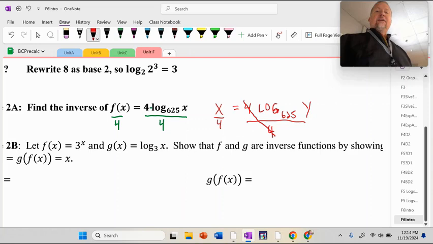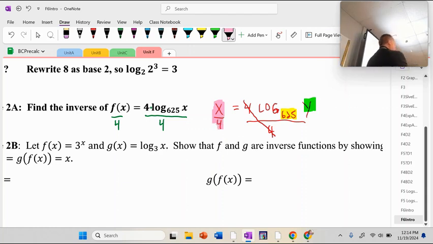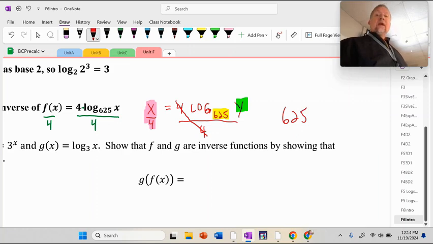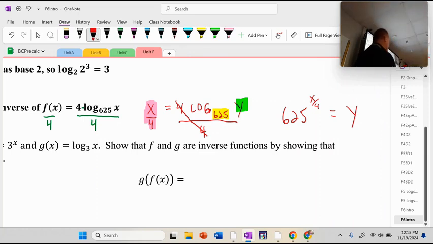Okay, now we can do this. Remember the video I forced you to watch and made some people angry? Base, exponent. Let's use that pink. Answer. Now turn that into an exponent. So what do I write first? 625 raised to the what? x over 4 equals what? y. There's the inverse. So when I say inverse, you say switch x and y, and then you have to resolve for y. The only way you can solve for a variable in the exponent is logarithms.